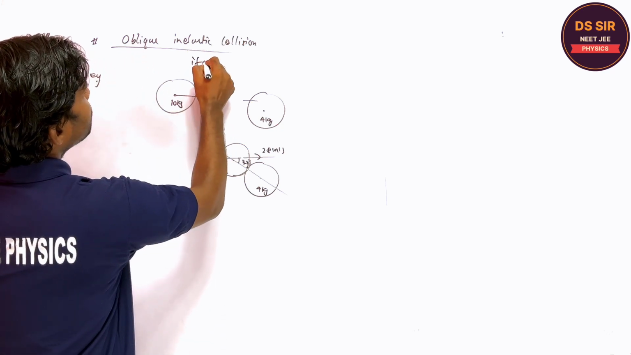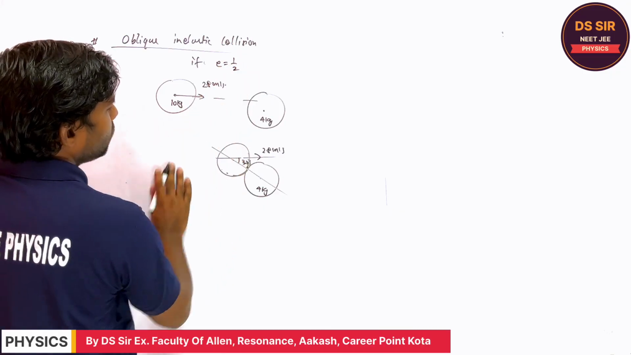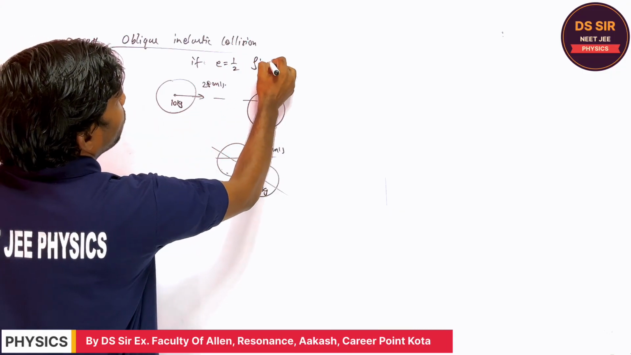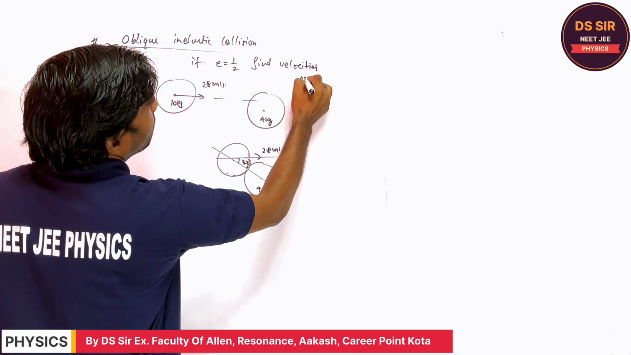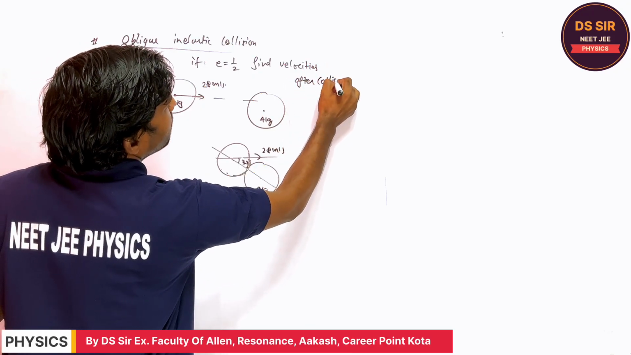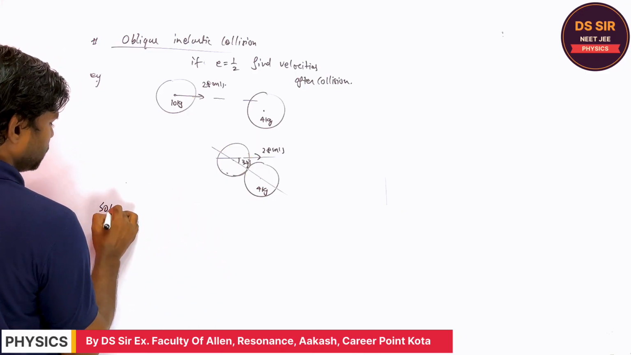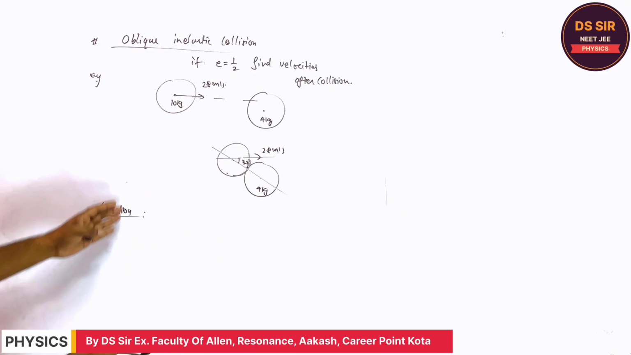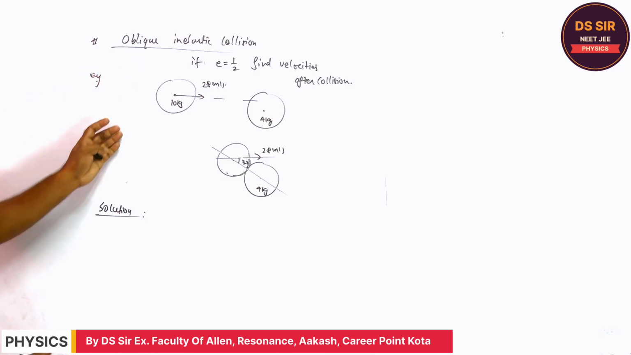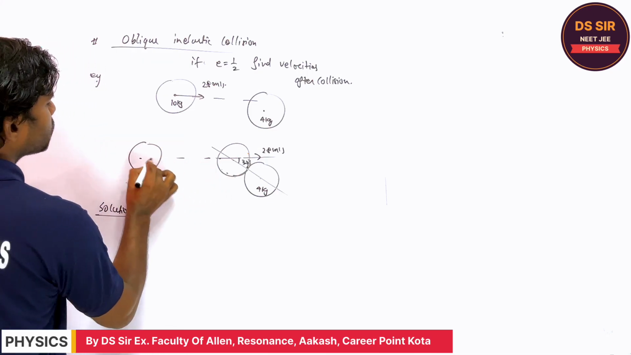If e is equal to 1 by 2, find the velocities after collision. Do you understand the question or not, you tell? Yes, copy this. This is the oblique inelastic collision. Copy this. So in the same way, we have to solve this question.